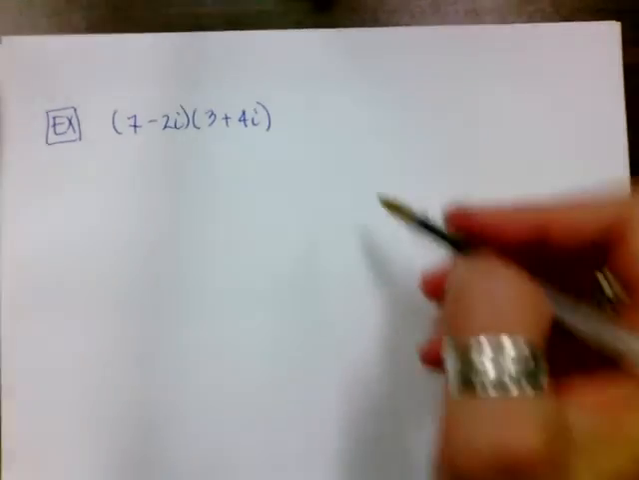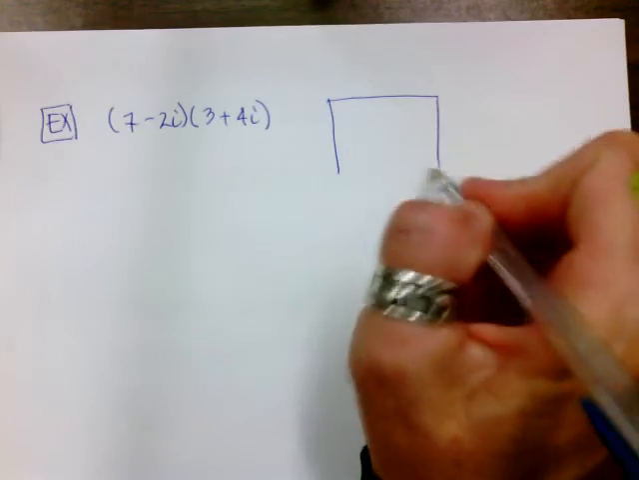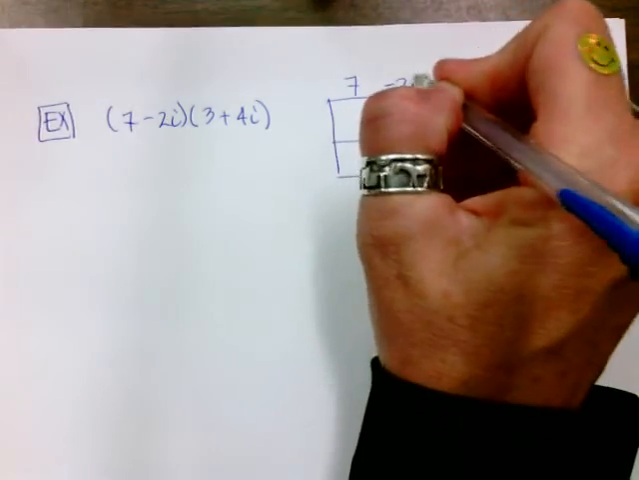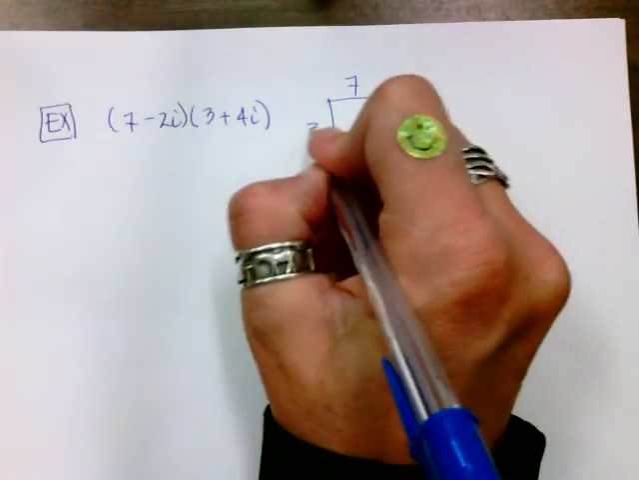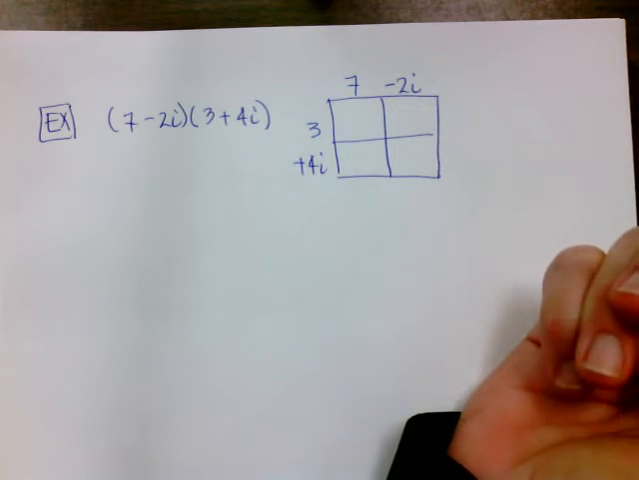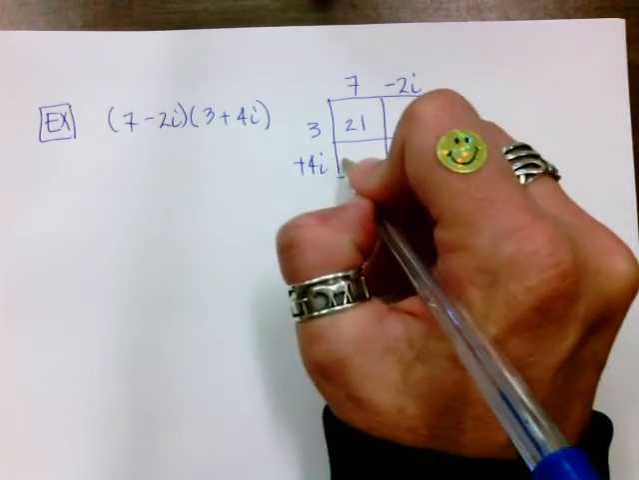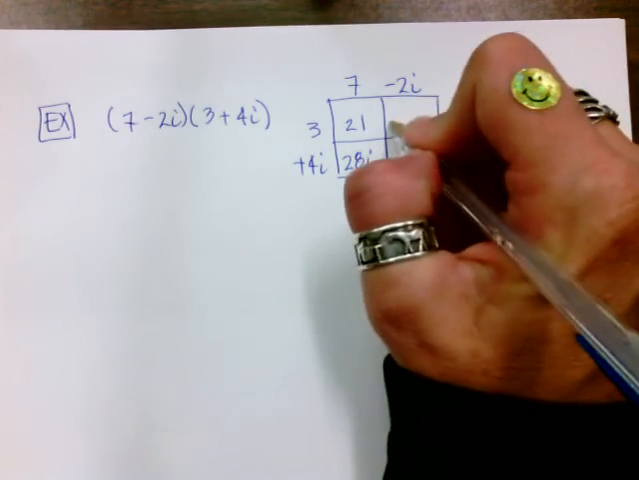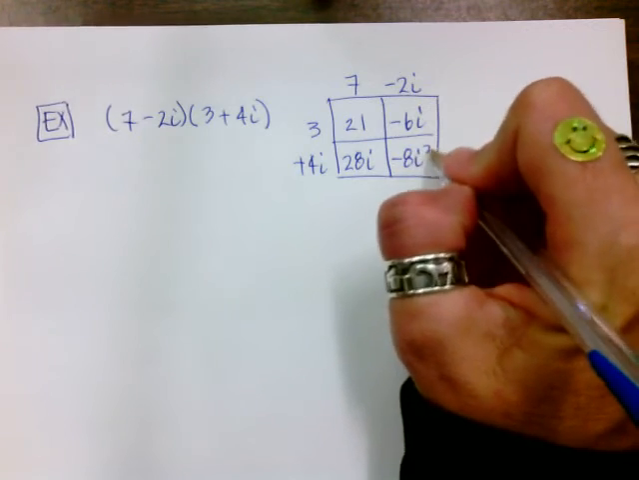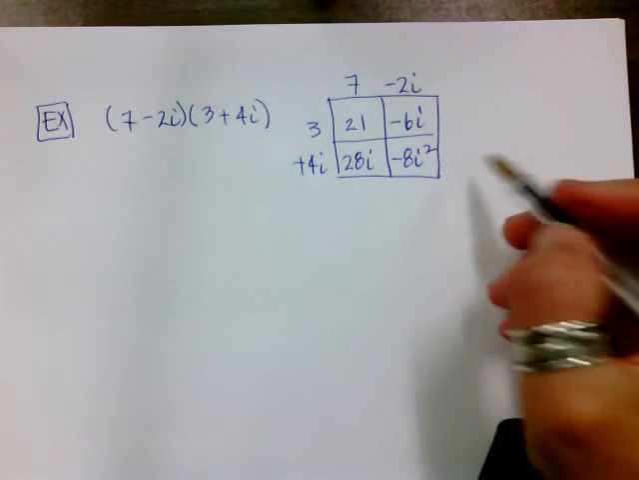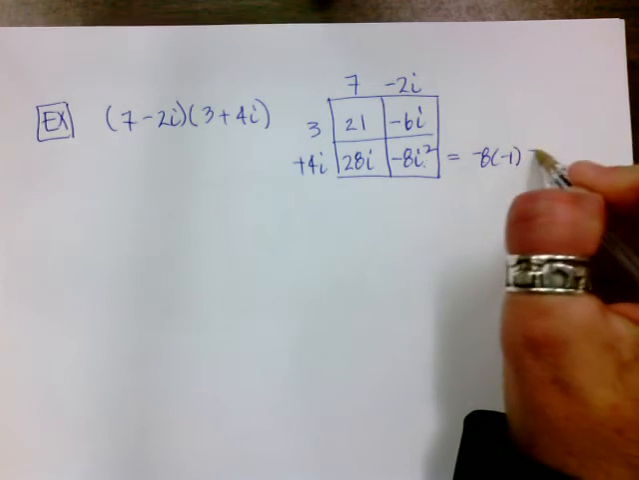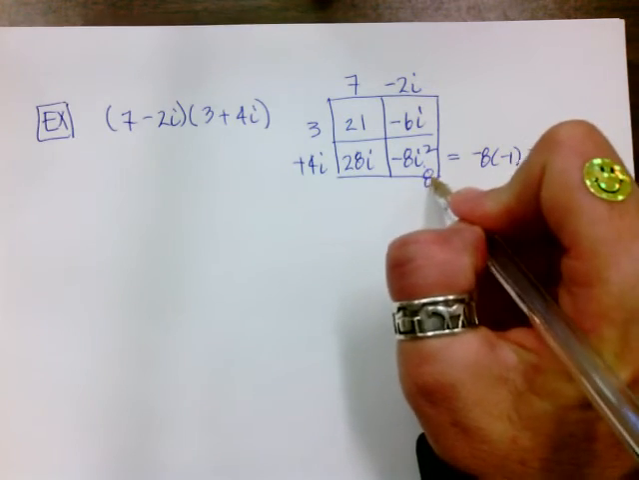And again, I'm going to do my box because I think we lose numbers less when we manage it in a box. So I'm going to put my 7 minus 2i on the top, and I'm going to put my 3 plus 4i on the side. Now I'm going to start filling in my boxes. So this is 21, this is 28i, this is a negative 6i, and this is a negative 8i squared. Remember, if I have an i squared, this is going to equal a negative 8 times a negative 1, so that's going to give me a positive 8, so I'm going to put it right there so we know it goes there.